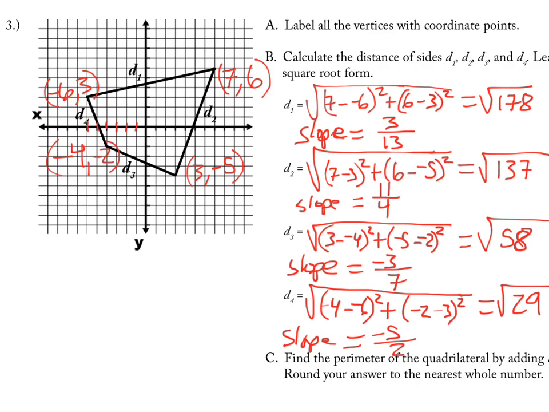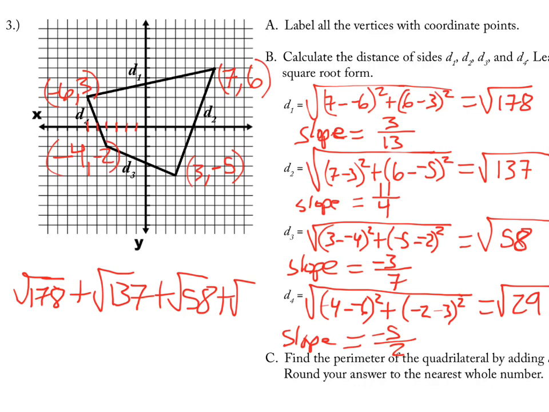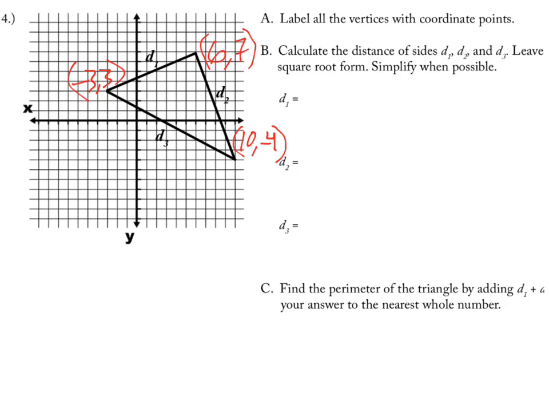And that brings us to the final part. We need to take all these lengths here and add them together. So we got the square root of 178 plus the square root of 137 plus the square root of 58 plus the square root of 29. And when you add those all together, you're going to get about 38. And that brings us to our last one. Hopefully we can do this in a good amount of time and not make this video too long.